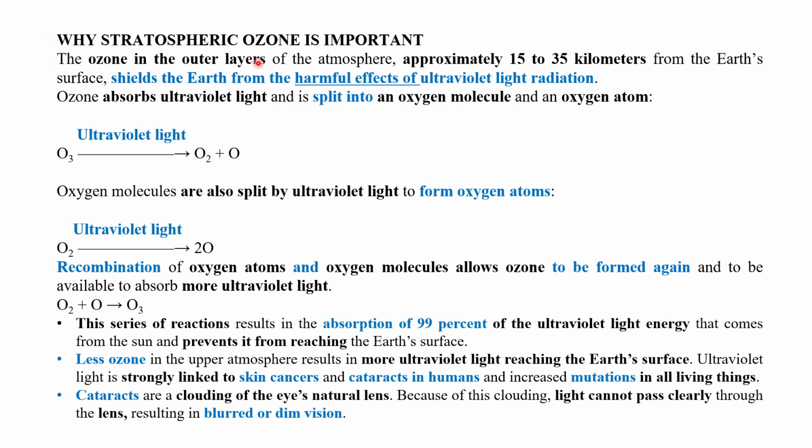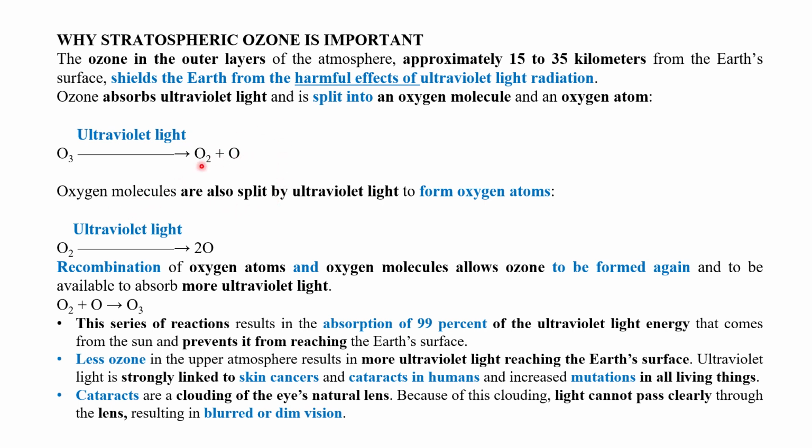The ozone in the outer layers of the atmosphere, approximately 15 to 35 kilometers from the Earth's surface, shields the Earth from the harmful effects of ultraviolet radiation. Normally, ozone absorbs ultraviolet light and splits into oxygen molecules and oxygen atoms. We can see here O3 is going to break up into O2 and O.